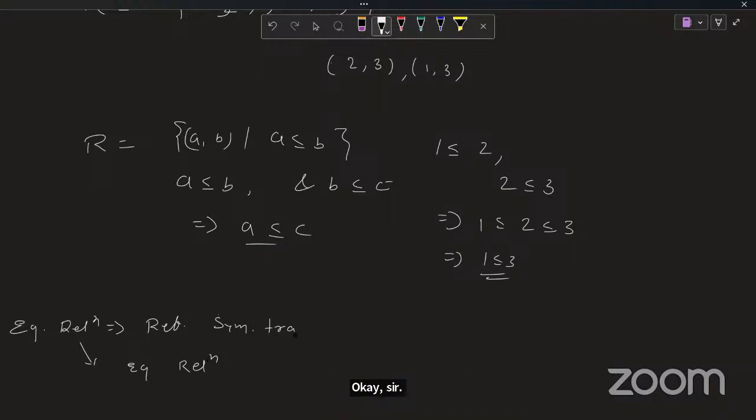No, it's not an equivalence relation. Why? Because A cannot be a brother of A. I cannot be a brother of myself. So this is not reflexive. So this is not an equivalence relation.